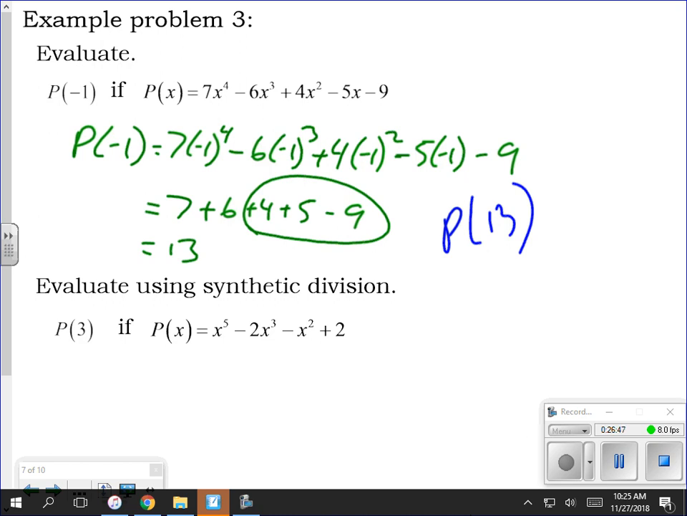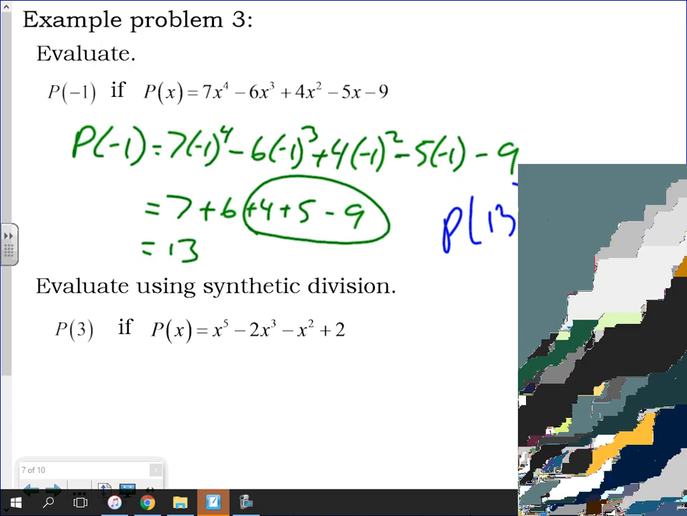0 is the easiest. P of 0 is negative 9. P of 1, you just add the coefficients together. Negative 1, it's a little more complicated. But when you start getting bigger numbers, it's kind of a pain. But you can use synthetic division.